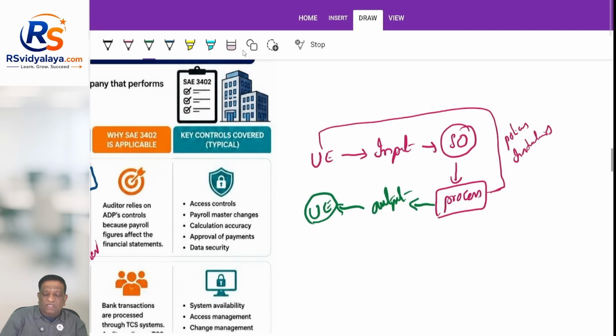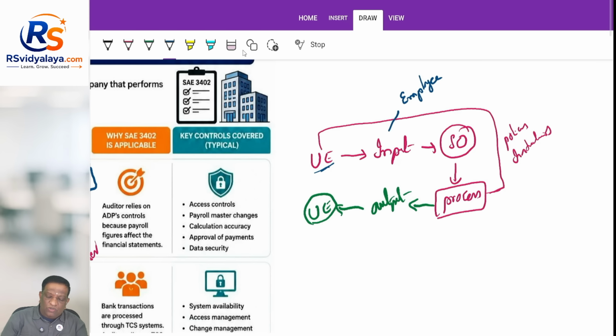Now the user entity will give the input, that is the employee database. Who are the employees? What is their attendance? What is the increment in the salaries, and how much is the PF? All that, and any voluntary contributions, the complete data will be given by the user entity to SO. Then SO will consider this raw data and also the policies like leave policies and leave encashment policies, and they prepare the payroll. So how much to be paid to each employee, the net salary, and they will give this data to the user entity.